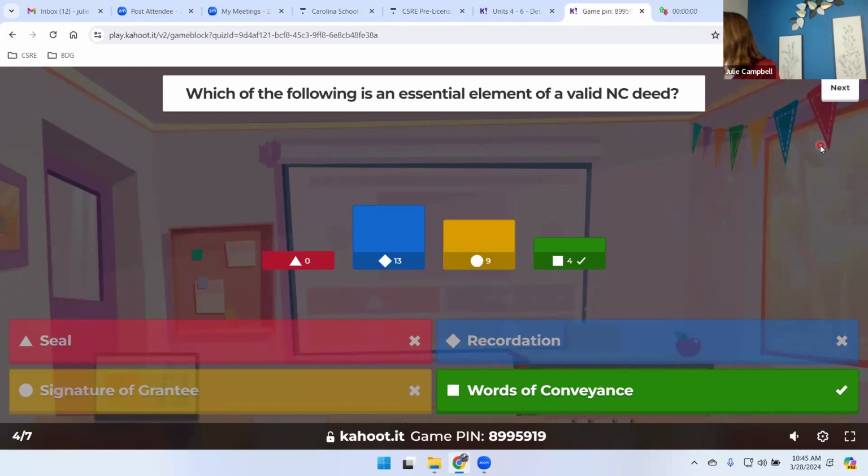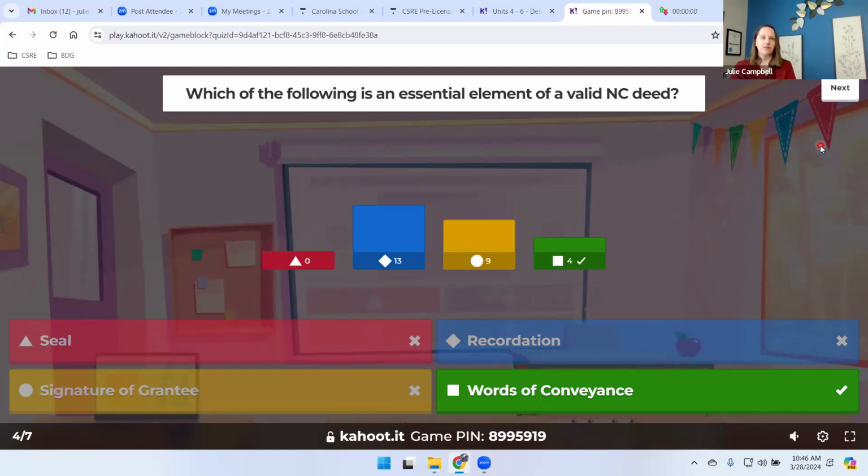We have to have a legal description. It's got to be signed by the grantor. And then it's got to be delivered and voluntarily accepted by the grantee. The fact that it may or may not have a seal, the fact that it may or may not be recorded is not an essential element.